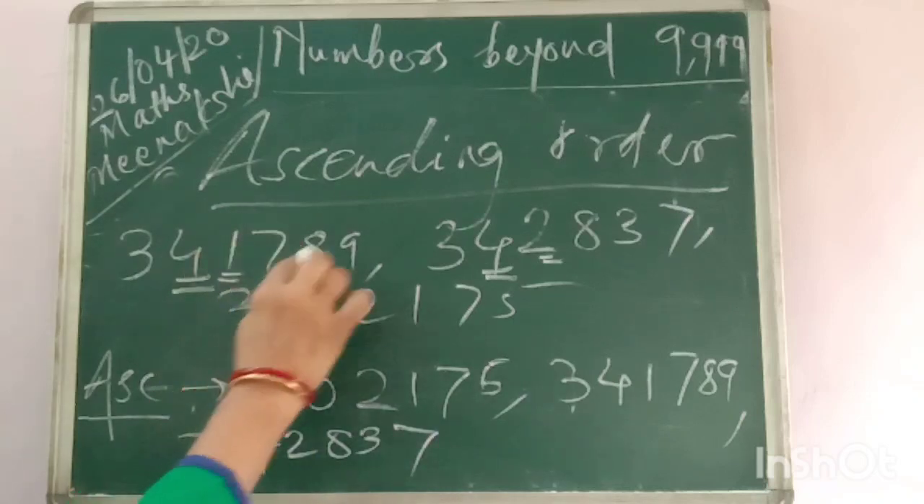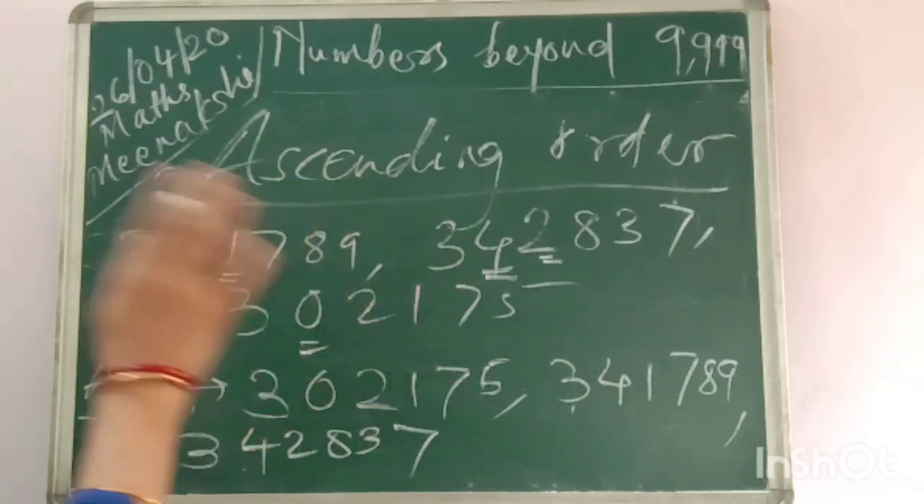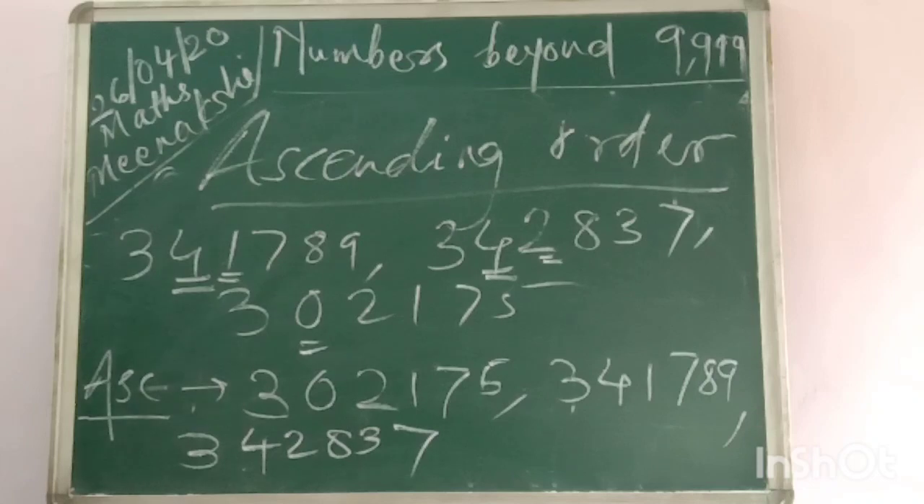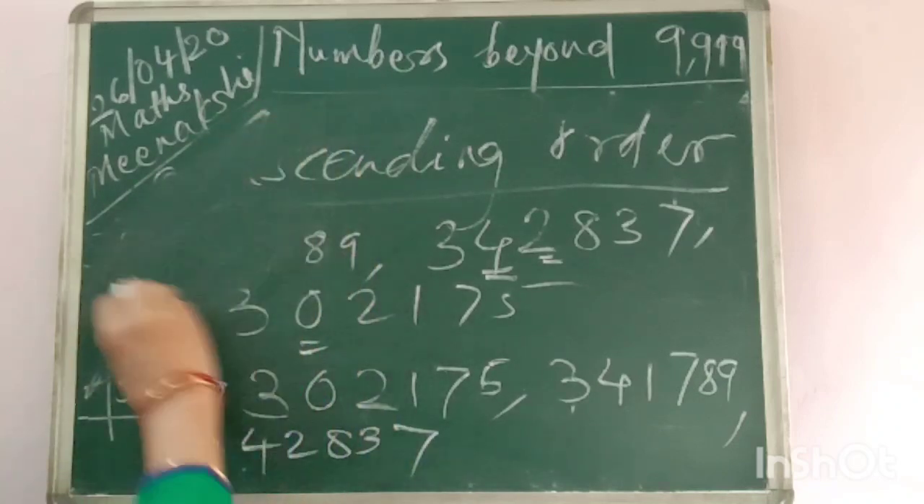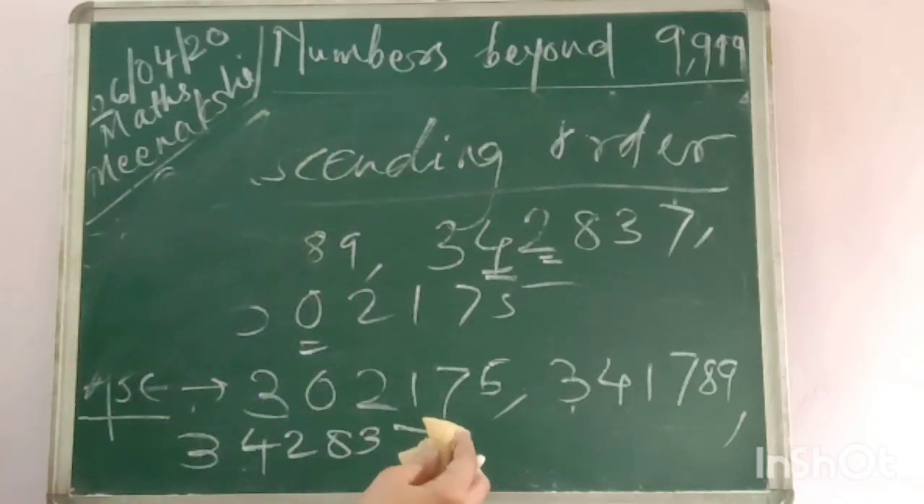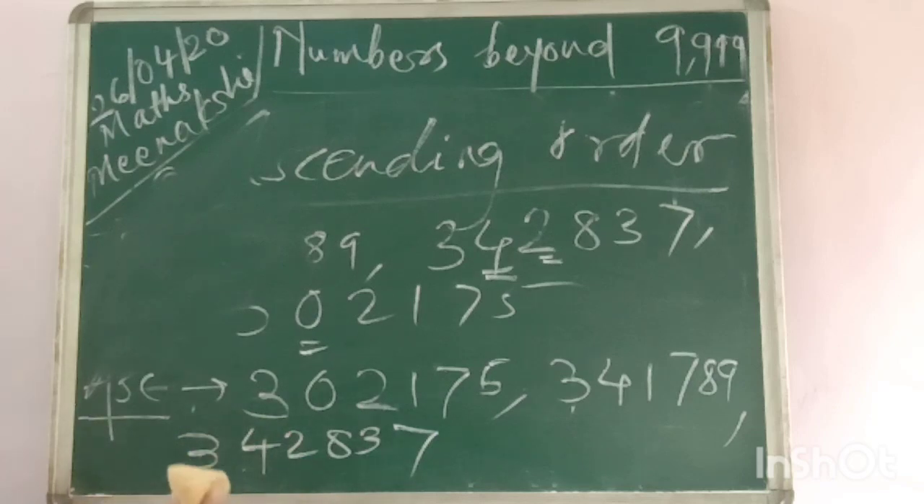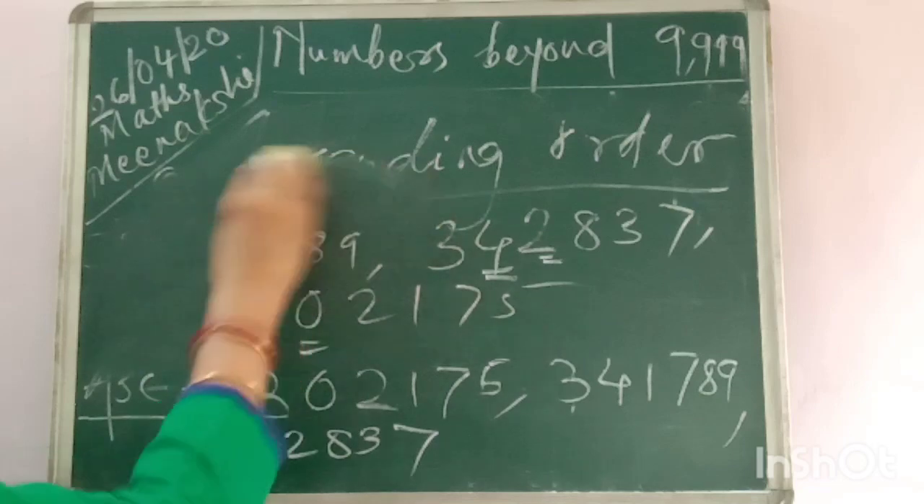If the number of digits is different, you know that the number with more digits is bigger than the number with fewer digits. Well children, so that is ascending. And when you arrange the same numbers in reverse order, it will give you the descending order. When you arrange the same numbers from biggest to smallest, you get the descending order. That's all.